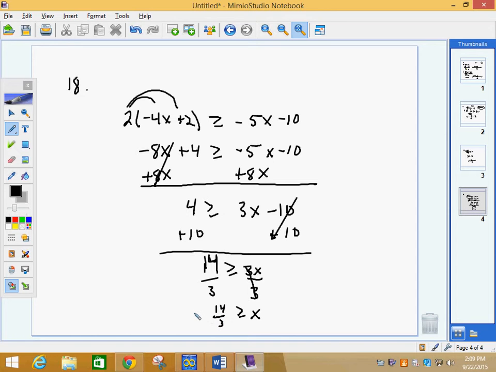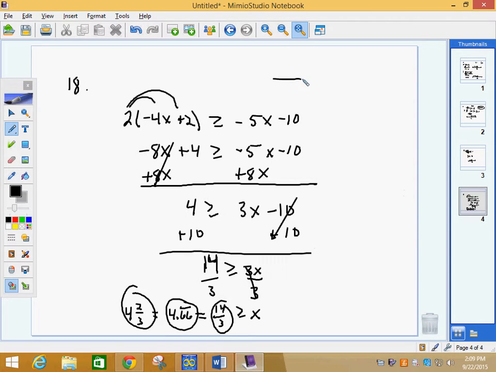If you want to turn that into a decimal, that could also be 4.66 repeating. Or I could turn it into a mixed number, and that would be 4 2/3. Any of these 3 numbers will work depending on the directions or instructions you're given.